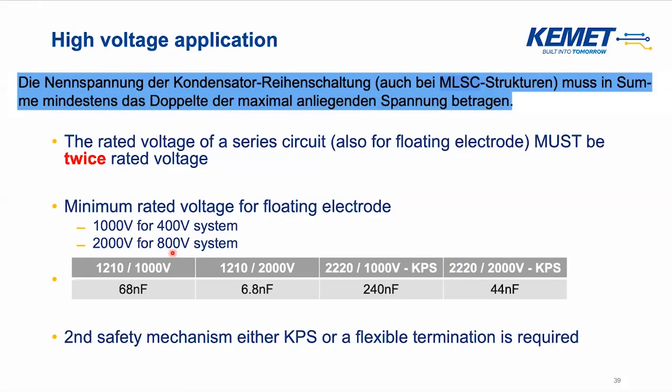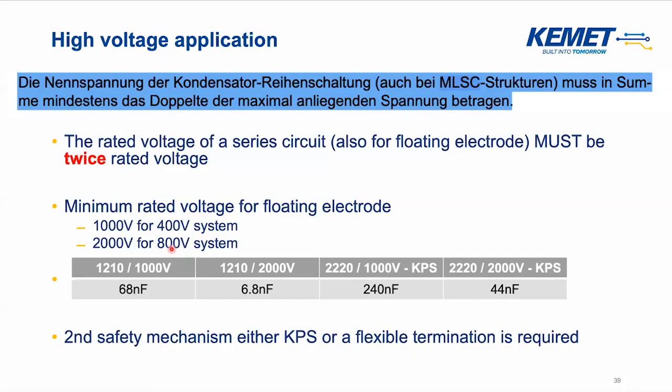So that's the offering, because most of you need more than what we offer in one chip. So for 1210, 1000 volt, we give you 68 nanofarad, and for 2000 volt, we give 6.8 nanofarad. So for the same application in an 800 volt system, you need 10 times more pieces. And because when you use this KPS system, you can use bigger case sizes.